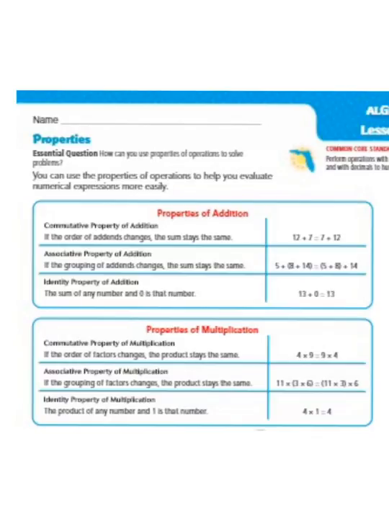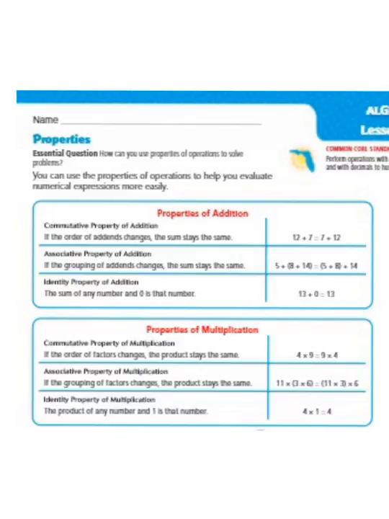And then we also have our properties of multiplication. We have a commutative property of multiplication, which says if the order of factors changes, the product stays the same. And it works the same way as the commutative property of addition. For example, if we have 4 times 9, our product is going to equal the same thing as 9 times 4.